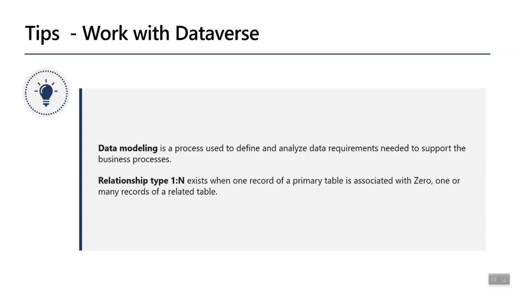So a one-to-N relationship type is basically where one record in the primary table is associated with zero or many records in a related table. So that's what a one-to-N relationship means. And an N-to-one relationship is nothing but looking at the relationship from the other side of the table. So that is something to keep in mind and not get confused. One-to-N and N-to-one are all the same. One-to-N means you are looking at the relationship from the primary table to the child table. N-to-one means you are looking at the relationship from the child table to the primary table. That's why it looks like an N-to-one.